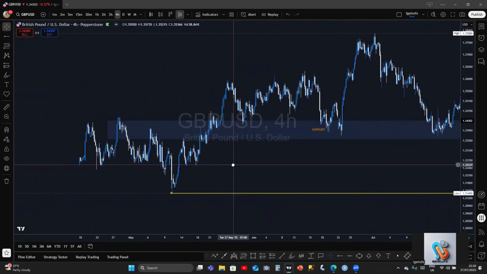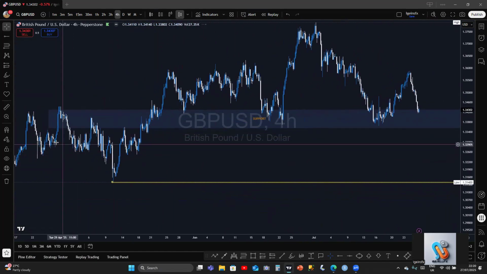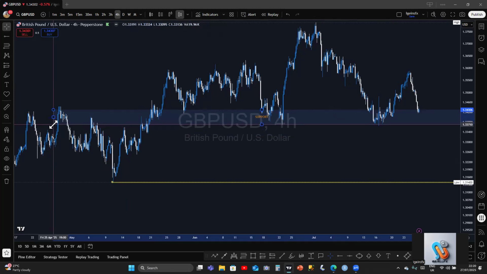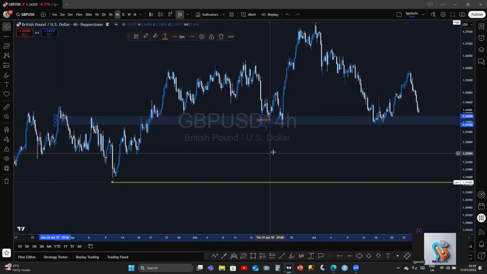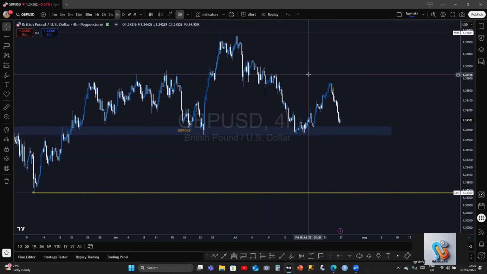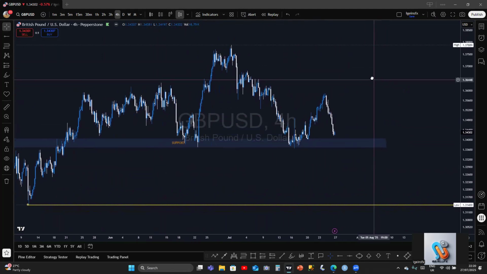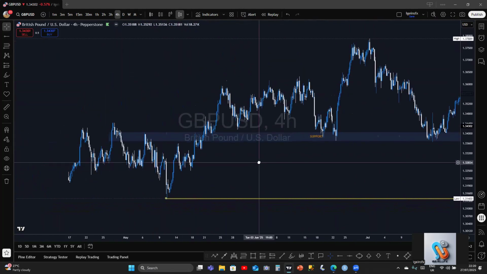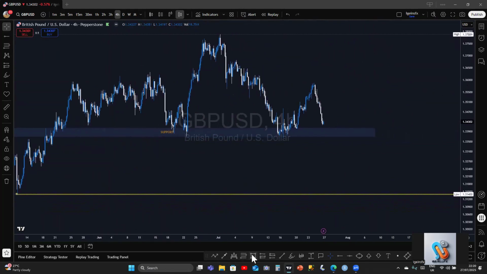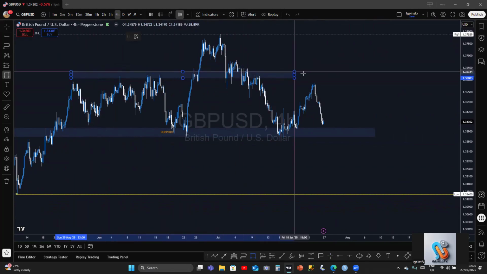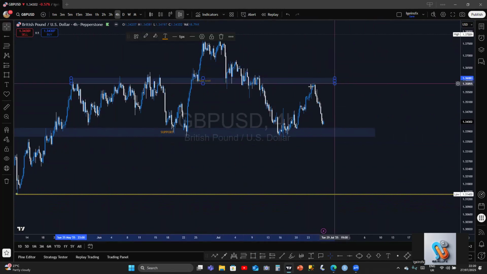I told you guys, you need to train your eyes. You must train your eyes as a trader. Once you open a chart, first of all, you need to highlight a certain level. Just like right now, here is a significant level. Why?